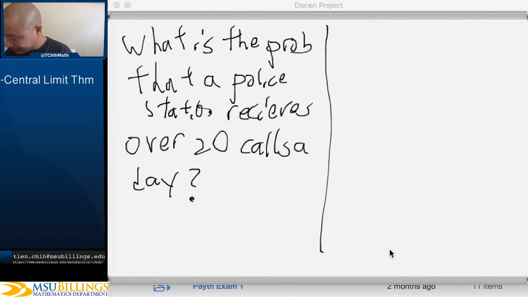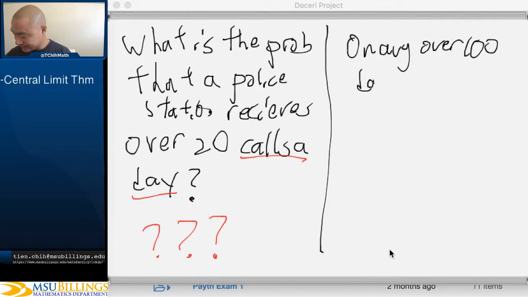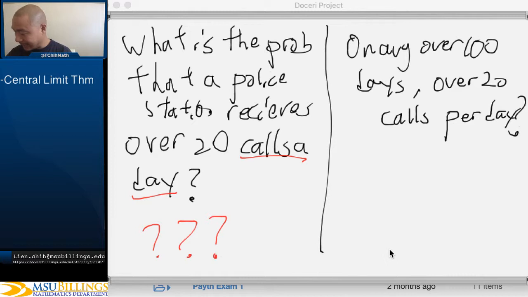So the probability type of calls per day, who knows, right? We have no idea what that distribution is. But what if we said, on average over 100 days, over 20 calls per day? Aha!